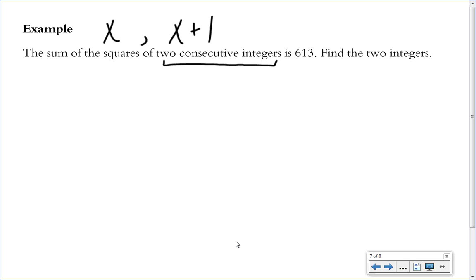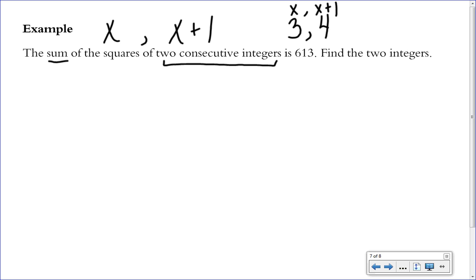Let me give you an example to help you conceptualize that. If our first integer was 3, our second integer would be 4, and if we express 3 as x, then we can express the next consecutive integer as x plus 1. Okay, so now let's set up our translation of this statement in English into math. The question says the sum of the squares of two consecutive integers is 613.